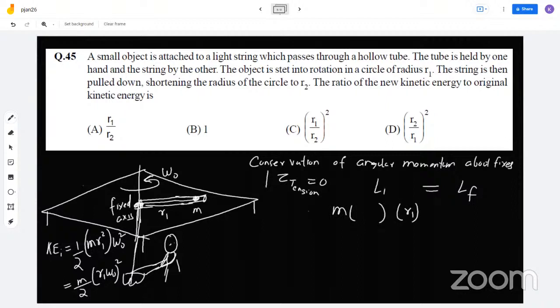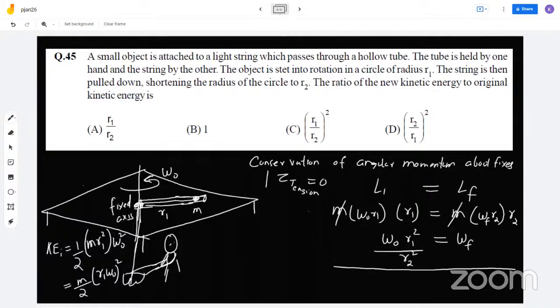R is r1, velocity क्या लिखेंगे? Omega naught r1. Finally, m v r2. V को क्या लिखोगे? The new angular velocity omega f into r2. Mass cancel हो गया यहाँ से. So what will be the new angular velocity? Omega f will be omega naught r1 square by r2 square.